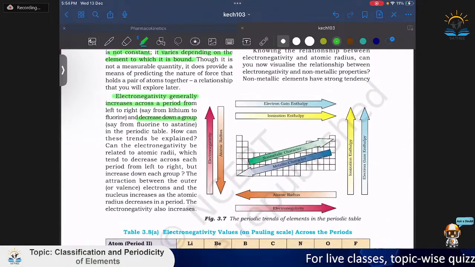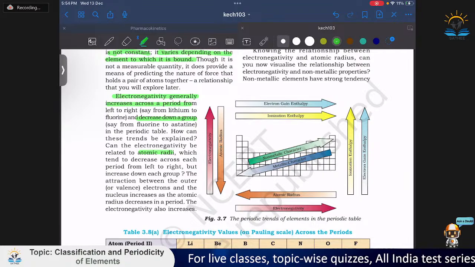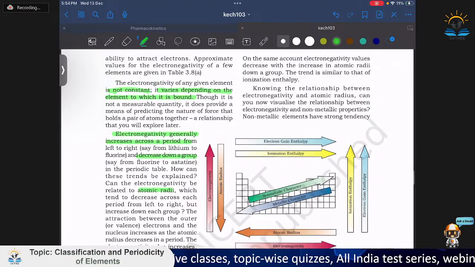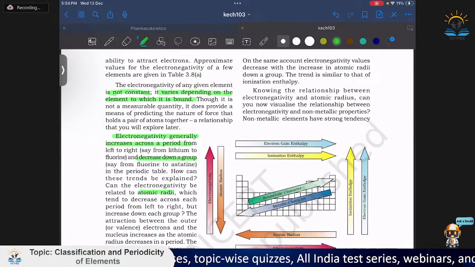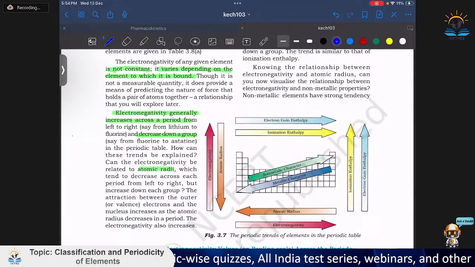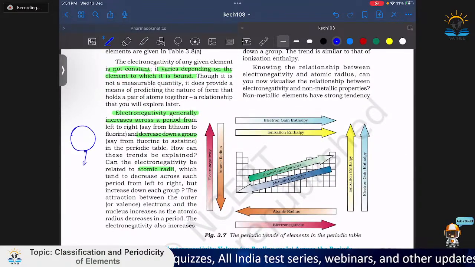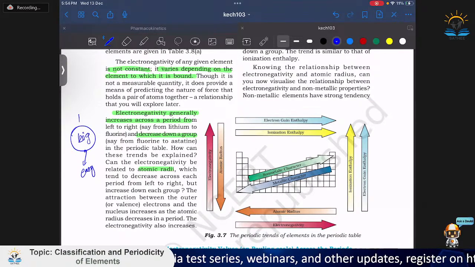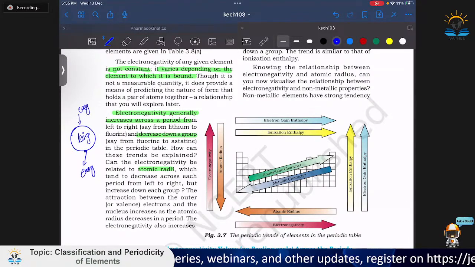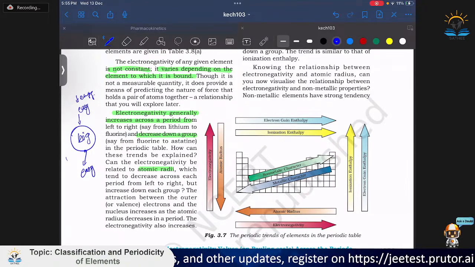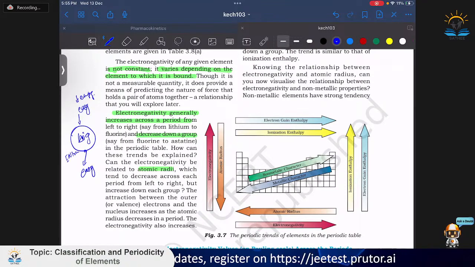Okay, you can relate it to atomic radii, which tend to decrease from left to right, but increase down each group. See, it is all on the basis of how big an atom is or how small an atom is. Everything depends on that. If an atom is very big, then removing an electron is easy. Putting is easy, but less energy is released, and EN is low because the nucleus is very far from the periphery.